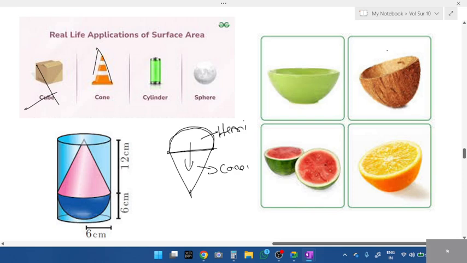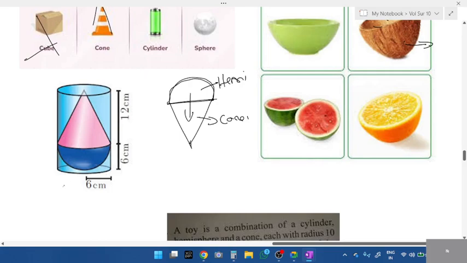See all this, a walnut shell. Not walnut, sorry, coconut. A coconut, if you remove all the coconut inside, this becomes hollow. But the outer shape we still call a hemisphere. To cut open an orange, watermelon, or a bowl, hemisphere. All these are hemispheres. Then a combination of hemispheres.